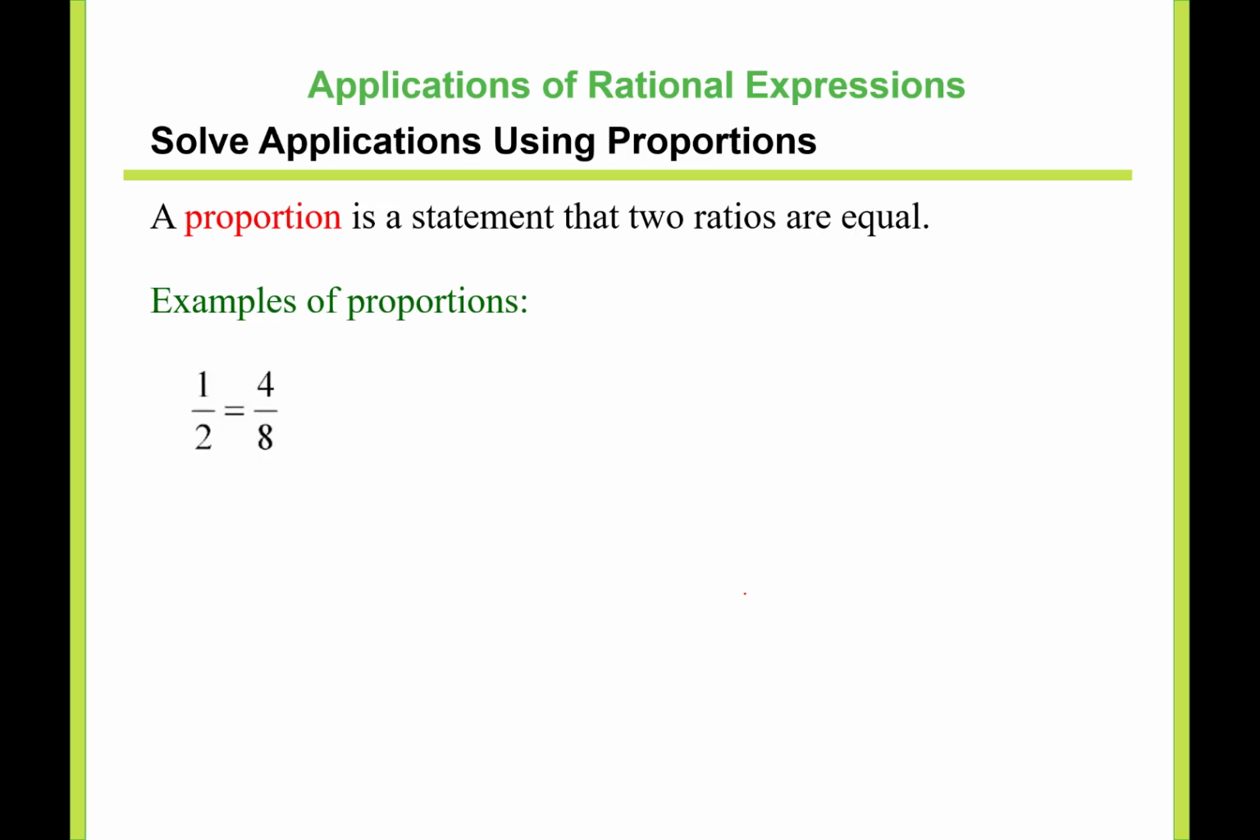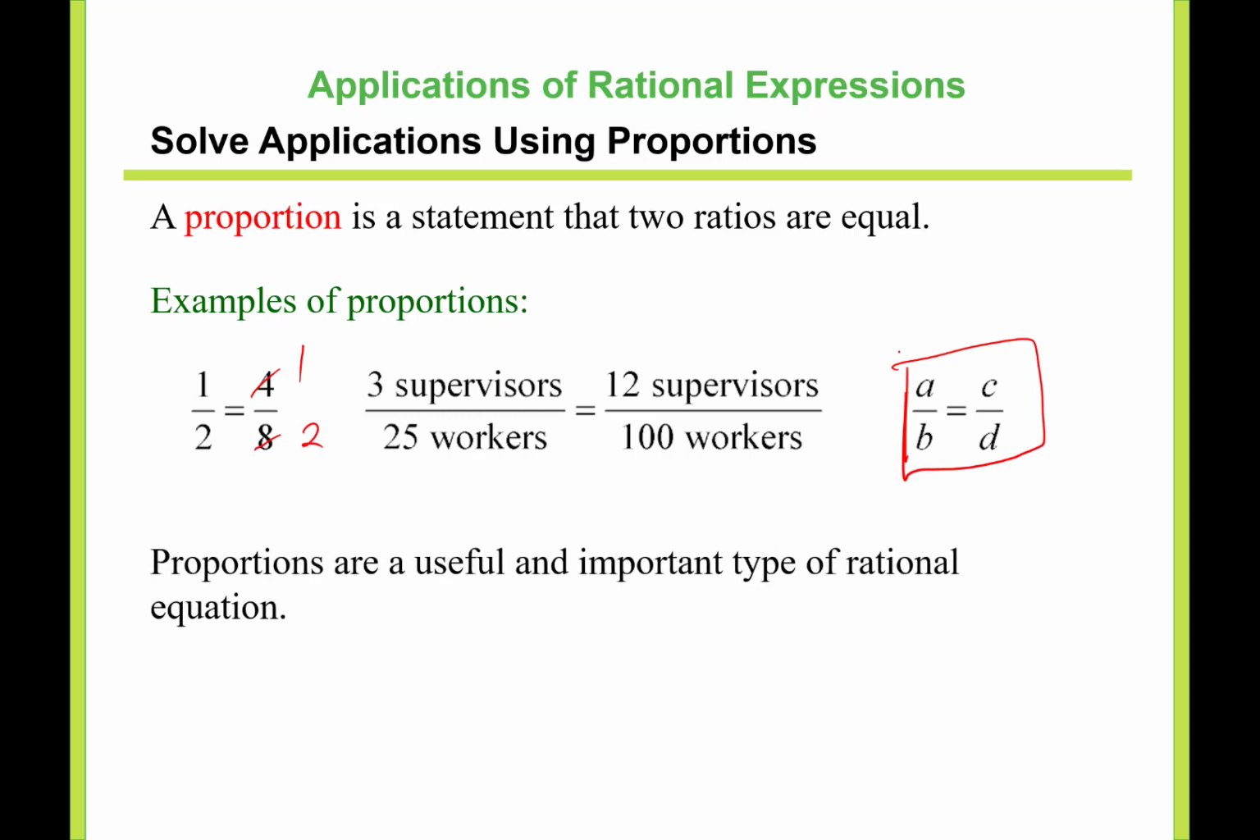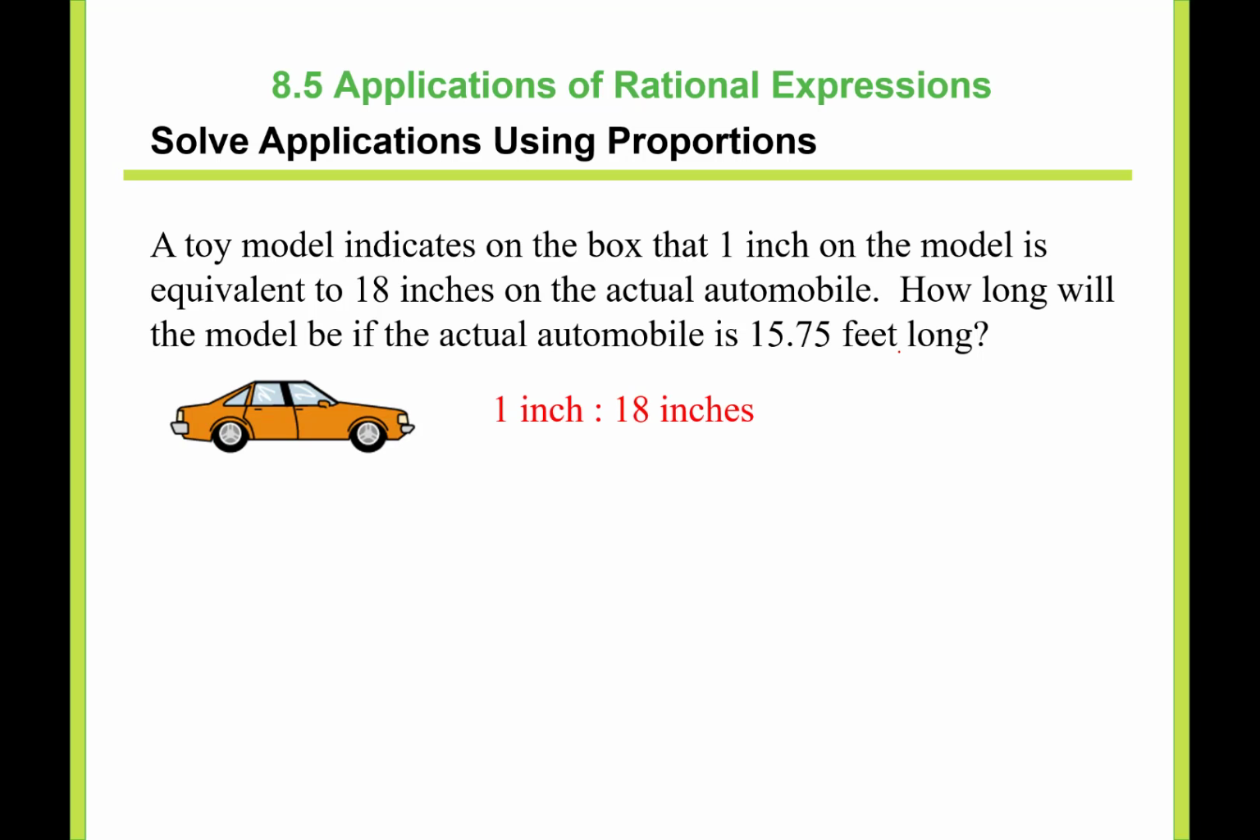So an example here, we have 1/2, and we got 4/8. Now we got 3 supervisors, 25 workers, 12 supervisors, 100 workers. So notice right there, if I simplify or reduce these, this gives me the same fraction. Obviously 4 into 4, that's 1, 4 into 8, that's 2, so that's going to be 1/2. So again, we have A over B, I'm just writing this arbitrarily. A over B is equal to C over D. Those are proportional. So proportions are an important type of rational equation. Very, very important.